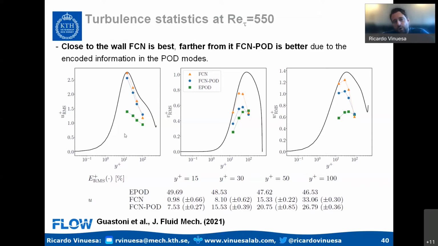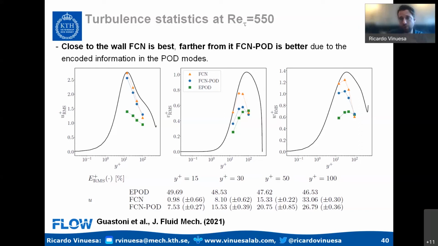Far away from the wall, all the results get worse, but it comes to a point where the FCN-POD is predicting slightly better, with like 15% error or 25% error, than the FCN. Why is that? Because the POD is encapsulating the spatial information in those modes. And when you have large scales far away from the wall, the most efficient way to predict that is to encapsulate it into those spatial modes.